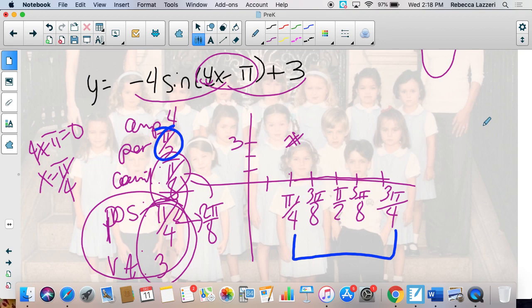All right, so now, Brian, what's your question? How did you get pi over 4? I always set this equal to 0 to find out where it shifted over. Alright, cause what if, phase shift.